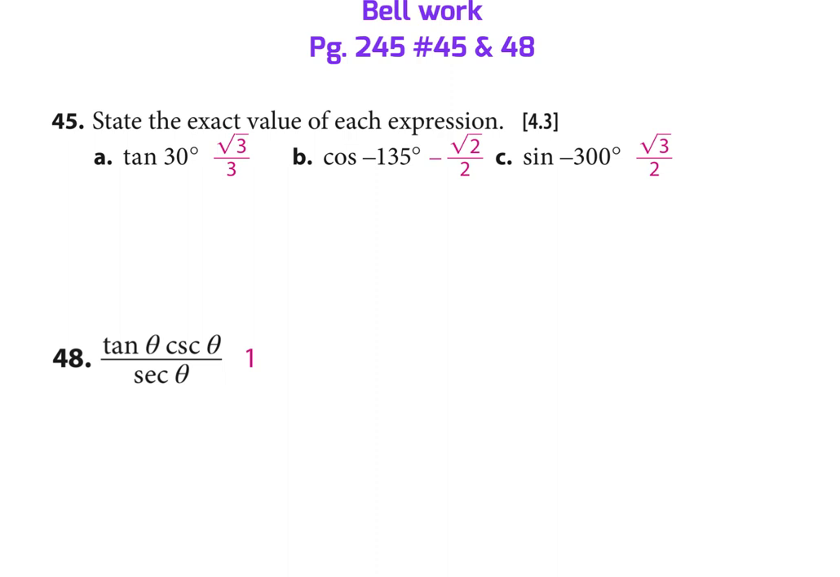All right, let's go over this one. So I would rewrite everything in sine and cosine here. So that tangent is sine theta over cosine theta. Cosecant is 1 over sine. And secant is 1 over cosine.